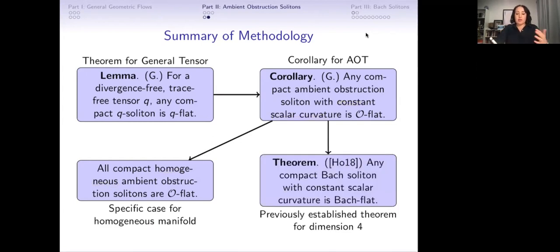The next thing that follows is actually an established theorem from Ho, which says that any compact Bach soliton with constant scalar curvature is Bach flat. And this theorem was established in 2018 in dimension 4.